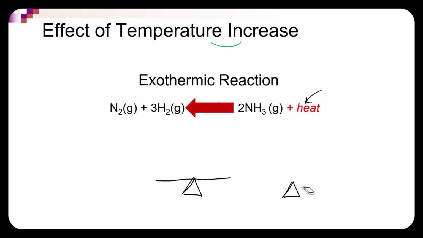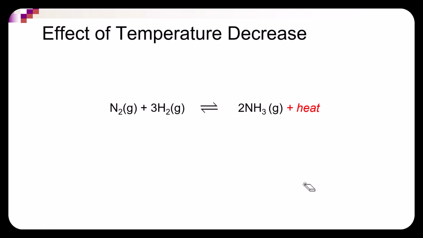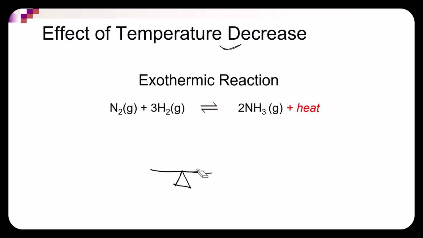Same scenario, still an exothermic reaction. Heat is still a product, but now we are decreasing the temperature. So up here, a decrease. If we are at equilibrium here, the act of decreasing the temperature means that we are essentially removing a product. So if we're decreasing the temperature, we're removing or taking away that heat.